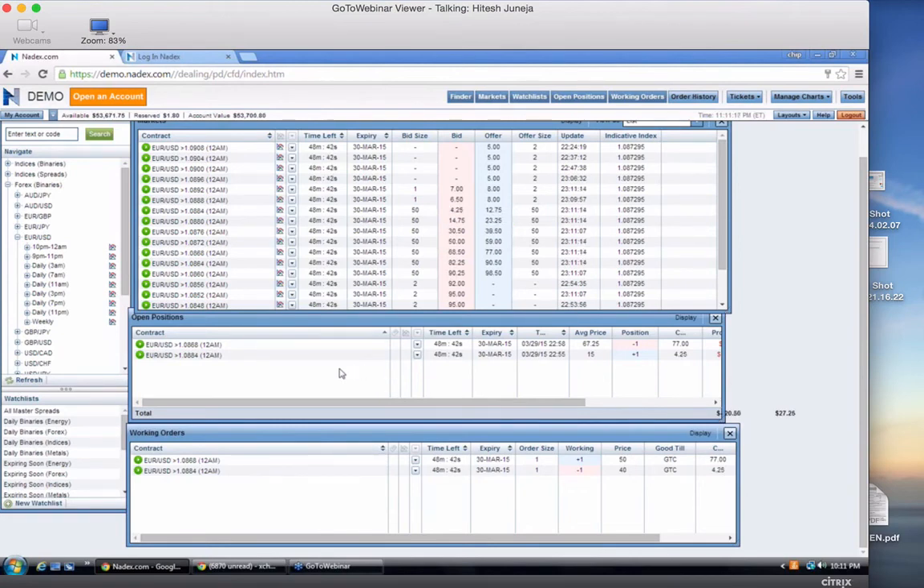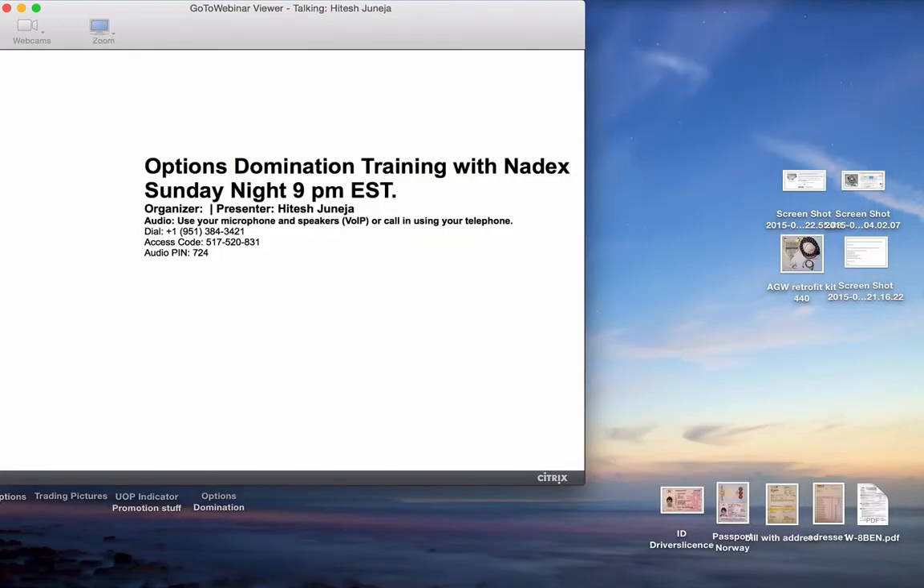Just go to your Options Domination back office, go to the signals page. You will see the signals coming in there. I don't know if it looks pretty, but it looks at least busy. It looks something like this, and you will take trades based on that.